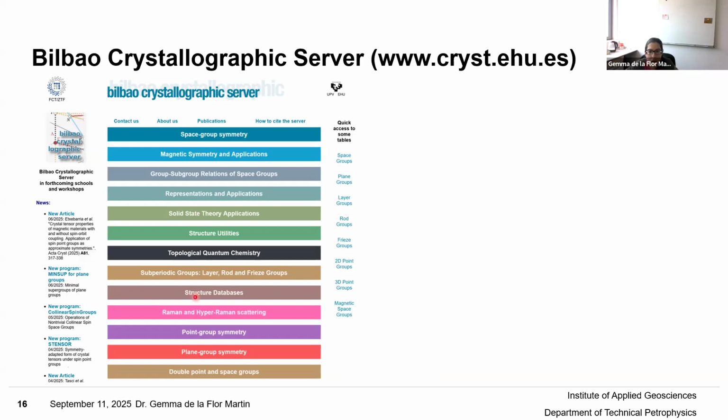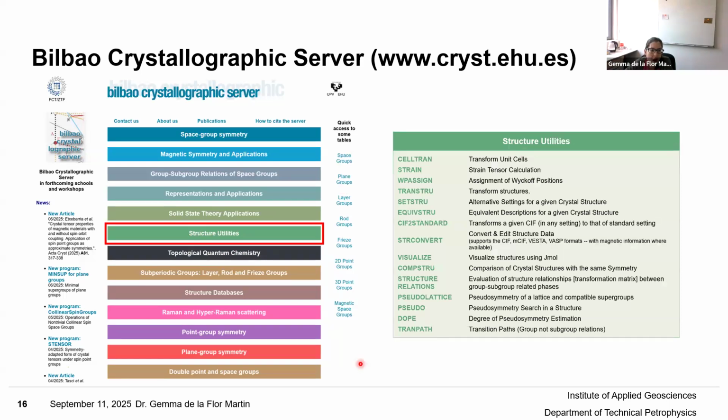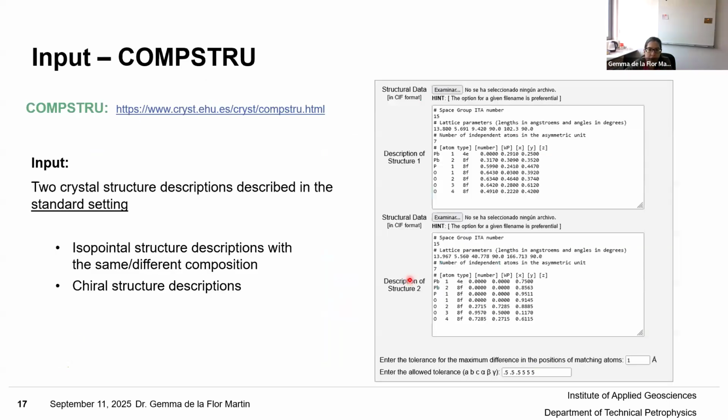As you can see, the server is organized in different sections, including the programs for comparing crystal structures. The program COMPSTRU is located in the section dedicated to structure utilities. When you click on this section, here you have all the programs related to structures that we have available. And here you can find the program COMPSTRU. By clicking on COMPSTRU, you are directed to the program's input page. The program is very easy to use.